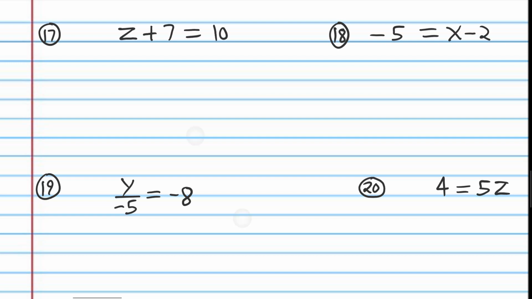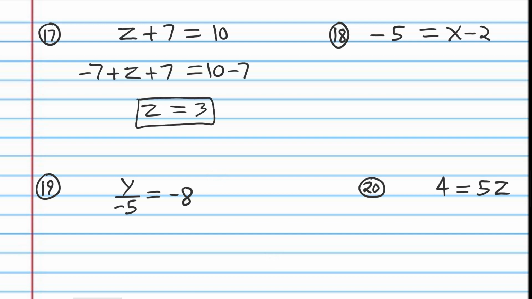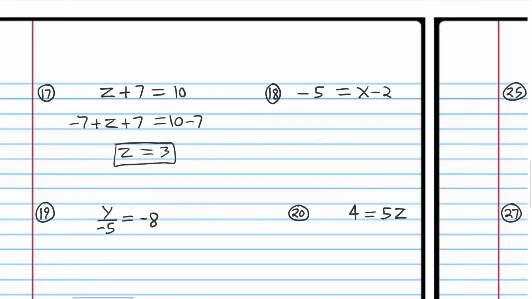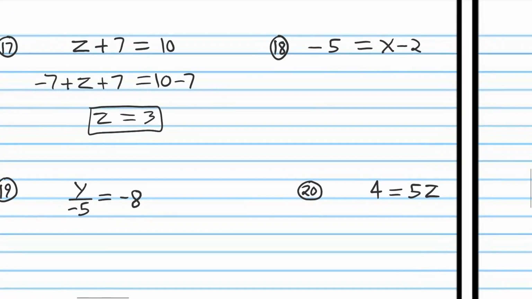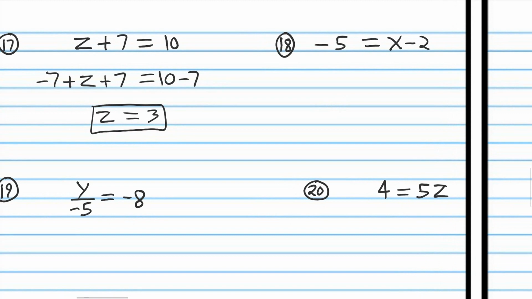All right, we're back. So rewrite the equation. Subtract 7 from both sides of the equation. And this is the part that you may have had trouble with. And we're left with z equals 3. So if you got z equals 3, good job. All right, number 18. Go ahead and try number 18, and when you come back, we'll do it together.